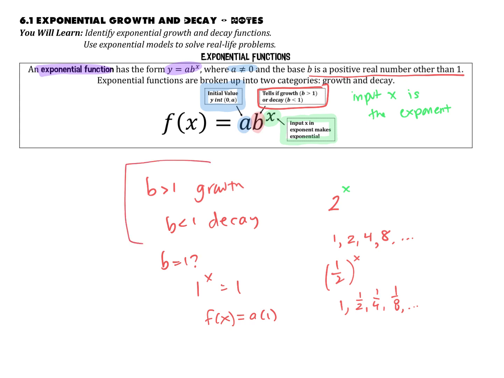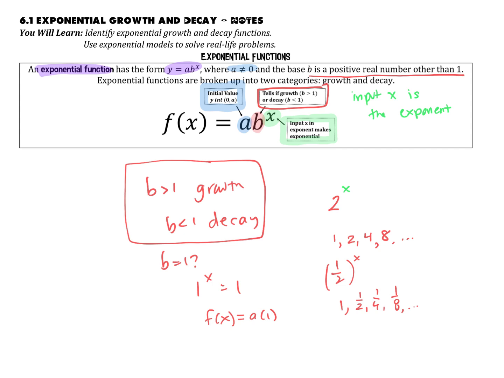So key things, x is our exponent, and that is what makes this an exponential function. That value of b tells us if we're growing or decaying, growing if it's greater than 1, decaying if it's less than 1. And if there is an integer or a value in the a spot, that's giving us our initial condition, which is just what happens when we plug in 0.